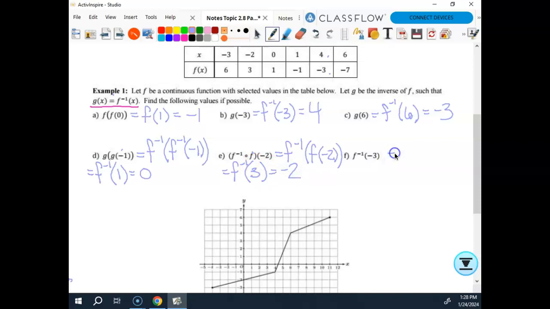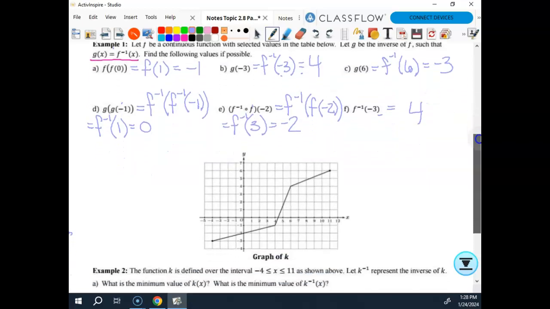And then what is F inverse of negative 3? 4. Now notice B and F, these two are really this exact same question. One's just asked in terms of G and one is asked in terms of the inverse. But when we rewrote it, you can see it's literally the exact same thing. We good with that? I can tell you from calculus experience, College Board loves these tables and stuff like this. So if you're not understanding where the numbers are coming from, let me know.